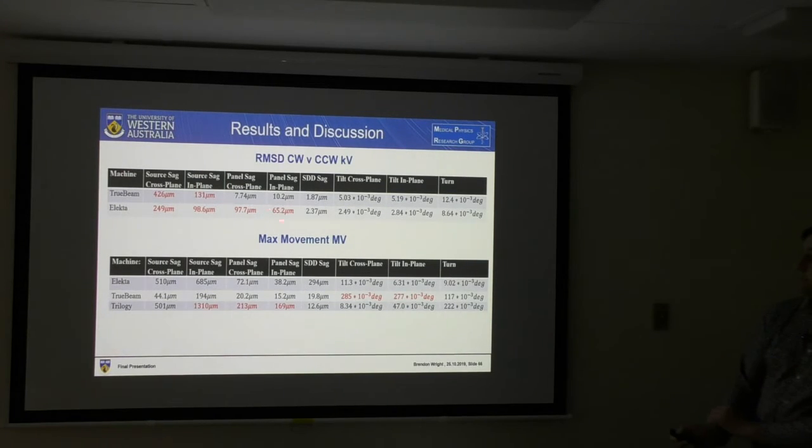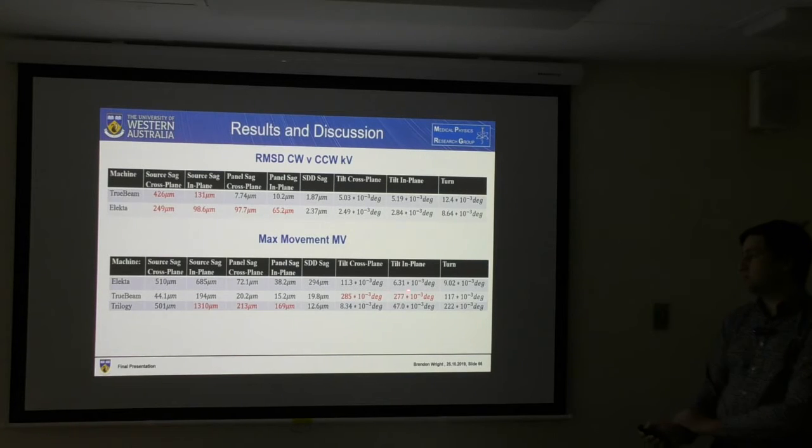And for the Elekta, there was a noticeable difference in panel sag in the clockwise and counterclockwise rotations for the crossplane and in-plane directions. In terms of the maximum movements encountered in the MV direction, it's worth noting that the source sag in the in-plane direction for the Trilogy exceeded the guidelines set out in TG142, as well as the Trilogy having an extreme amount of movement for panel sag in the crossplane and in-plane directions.